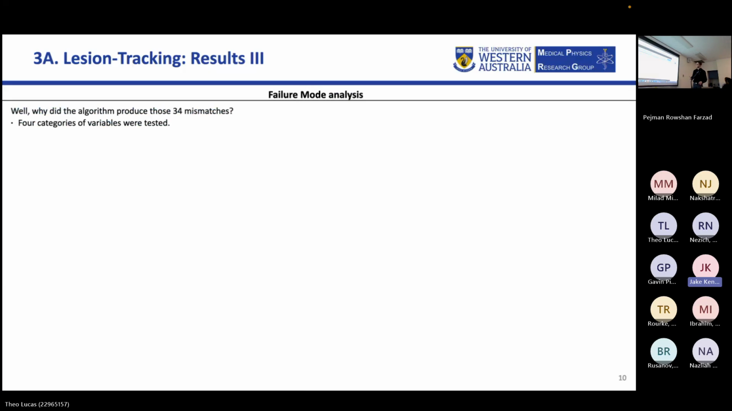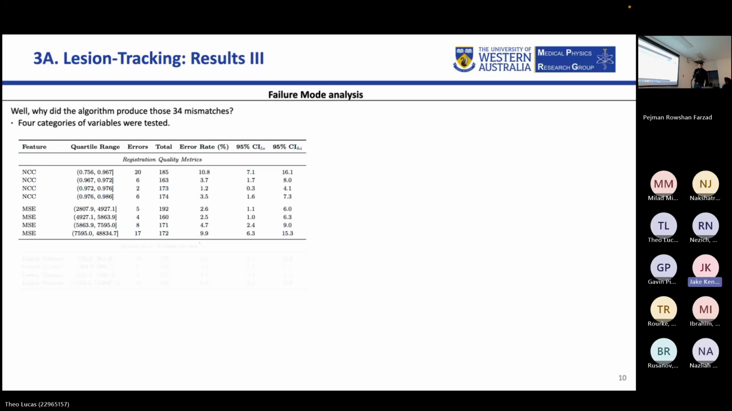All right, then lastly, I wanted to find a way to quantitatively analyze the actual mistakes made by the algorithm. So of those 695 decisions, 34 were incorrect. So 4 categories of variables were tested for this. So first of all, registration quality.